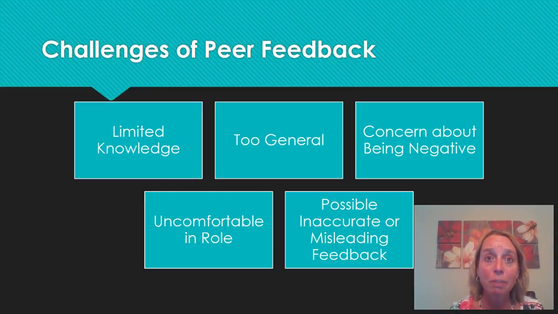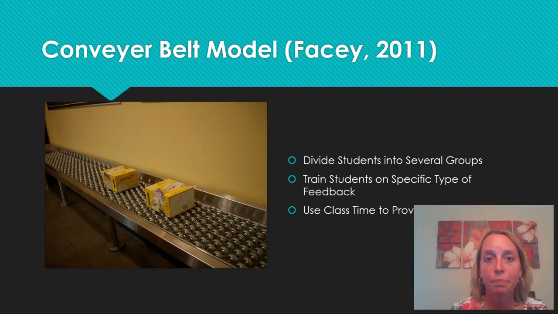And sometimes peers may give wrong, inaccurate feedback to a classmate. So maybe they'll say this isn't the way it's supposed to be, and maybe it was, or maybe they'll say this is the way a citation is supposed to be, and they're inaccurate in that as well. So I do think that although peer feedback has a great role in the learning process, we have to be very cautious and careful because of the potential pitfalls of peer feedback.